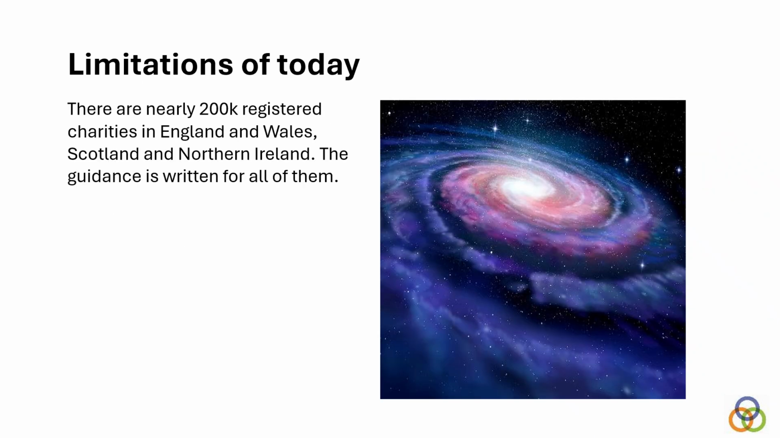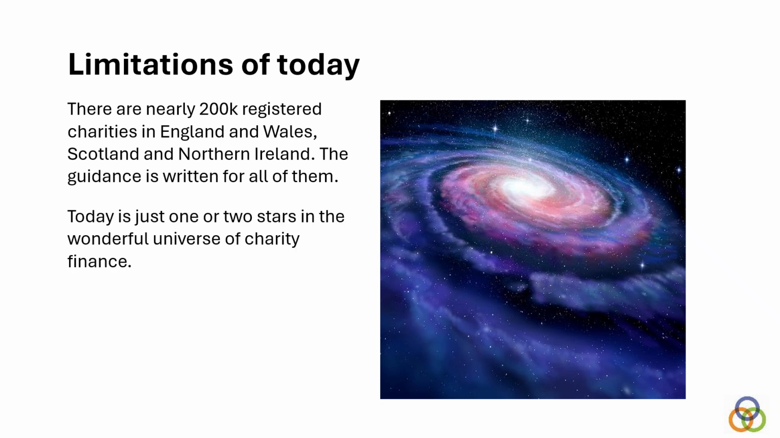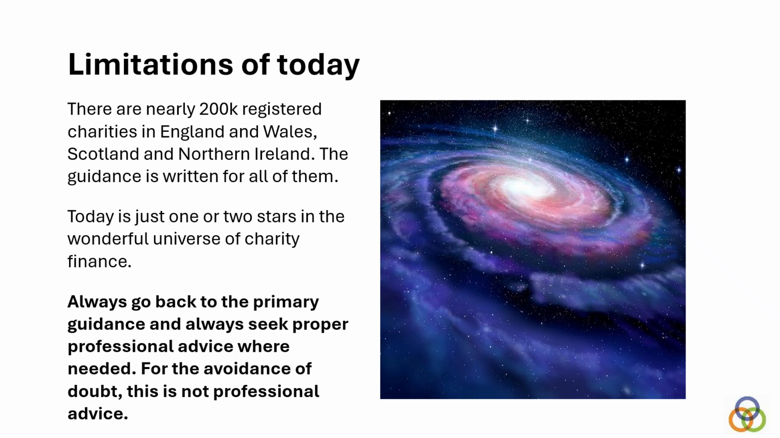There are nearly 200,000 charities registered on the commissions in England and Wales, Scotland and Northern Ireland, and this guidance is written for all of them, and so today is one or two stars in that universe. Always, especially with these compliance issues, go back to the primary guidance, seek proper professional advice for the avoidance of doubt. This is not that.